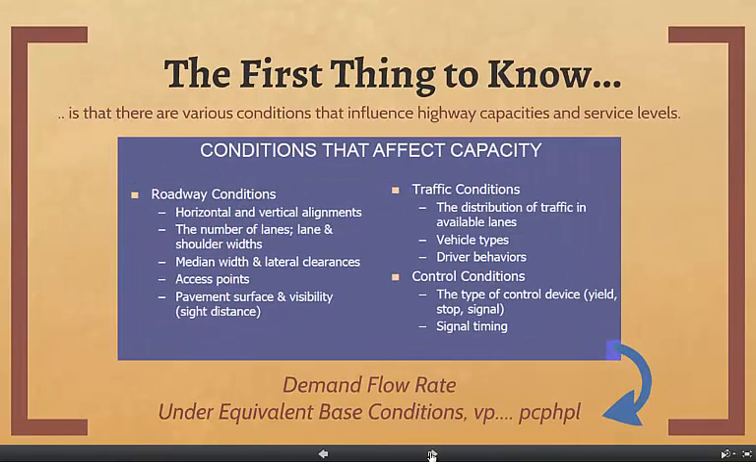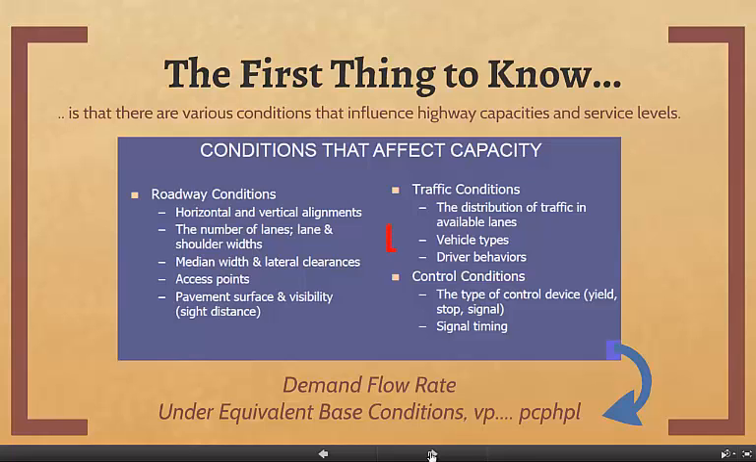The first thing to know is that there are various conditions that influence highway capacities and service levels. There are roadway conditions, like the number of lanes, lane width, and shoulder width. There are traffic conditions, like vehicle mix and driver behavior. And there are control conditions, like the type of control device or the signal timing.